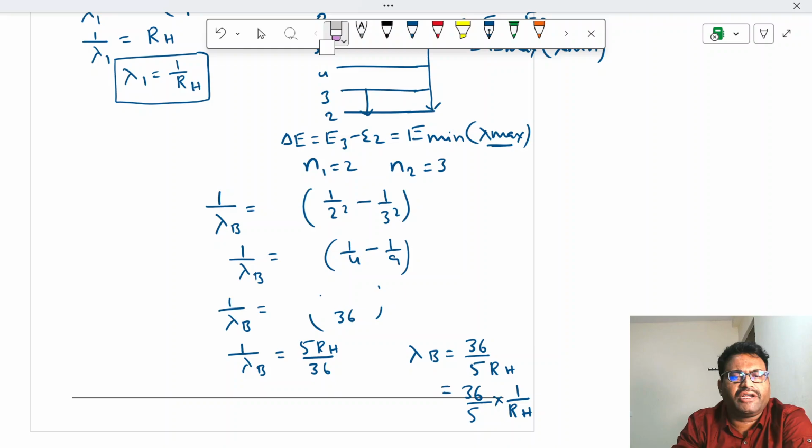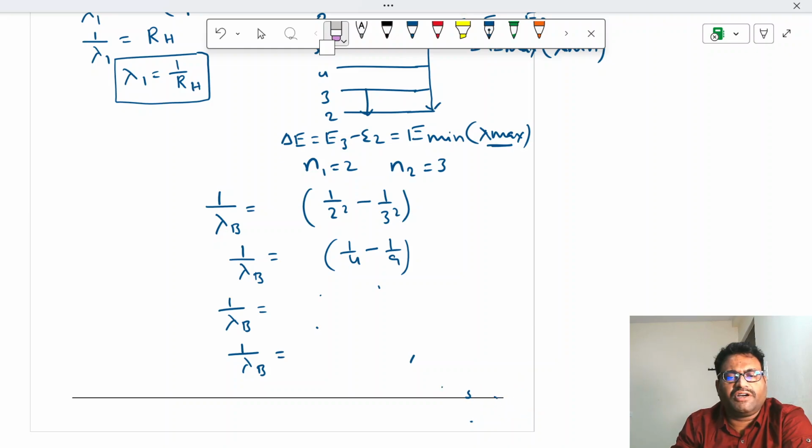You have to take, not hydrogen, because it is not asked. What is asked? Helium. About helium is asked. So then what do you get? RH into Z square. So RH into helium's 2 square.